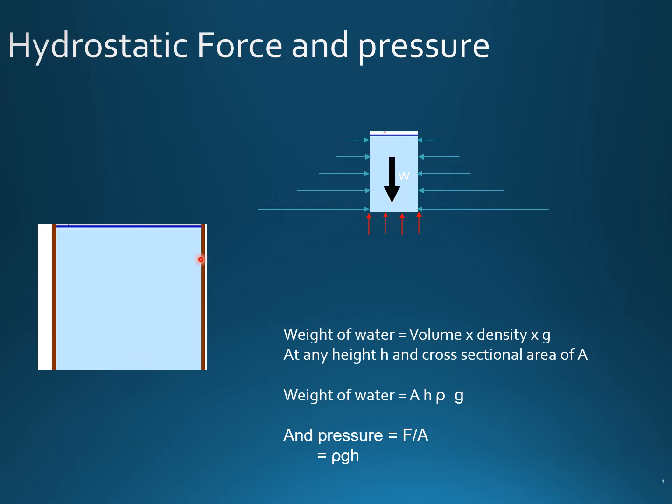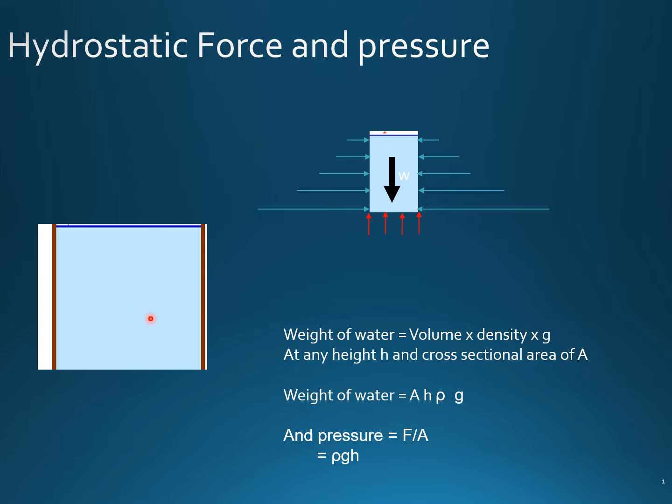Now, how to calculate the hydrostatic force in this example? For that, we need to know what the pressure is. So what is the pressure applied by the fluid on the wall? Once we know the pressure, then we can calculate force by multiplying it with the area, right? So for that reason, you want to calculate the pressure.